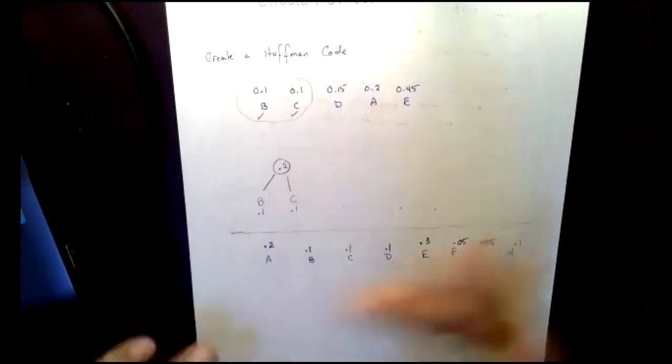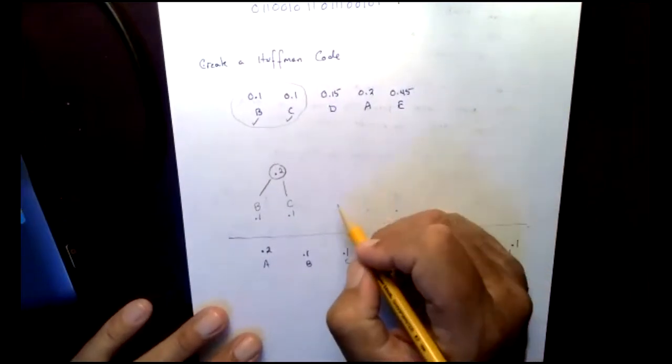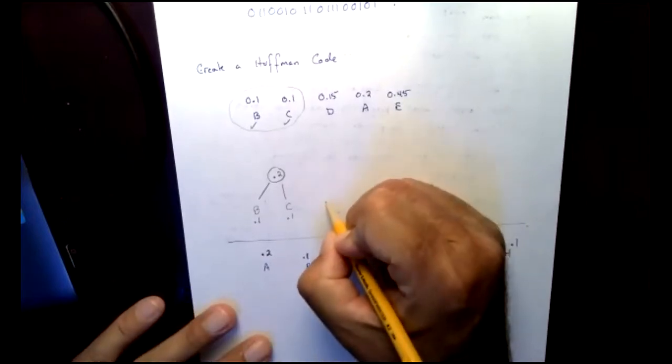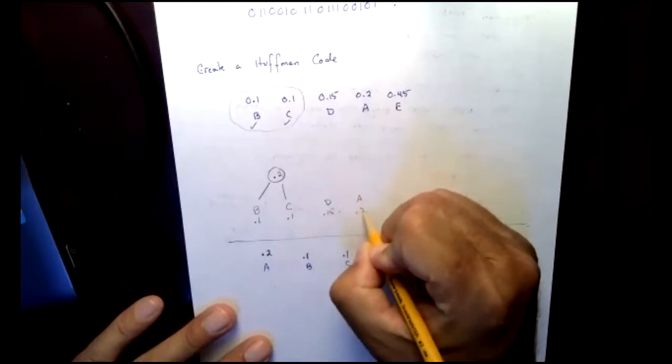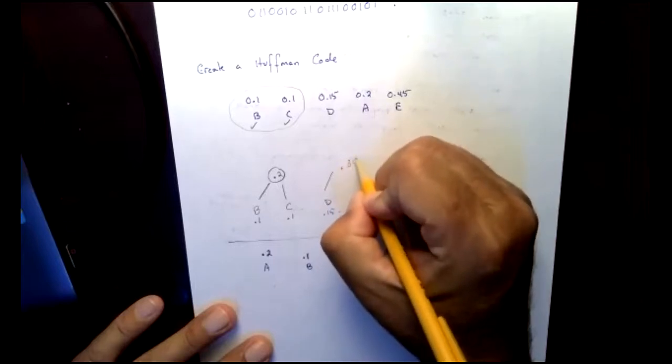D and A? Okay. Do you want D and A or A and D, or don't you really care? It's all good for me. All right. So here's D at 0.15. Here's A at 0.2. I'm going to combine those and I get a 0.35.